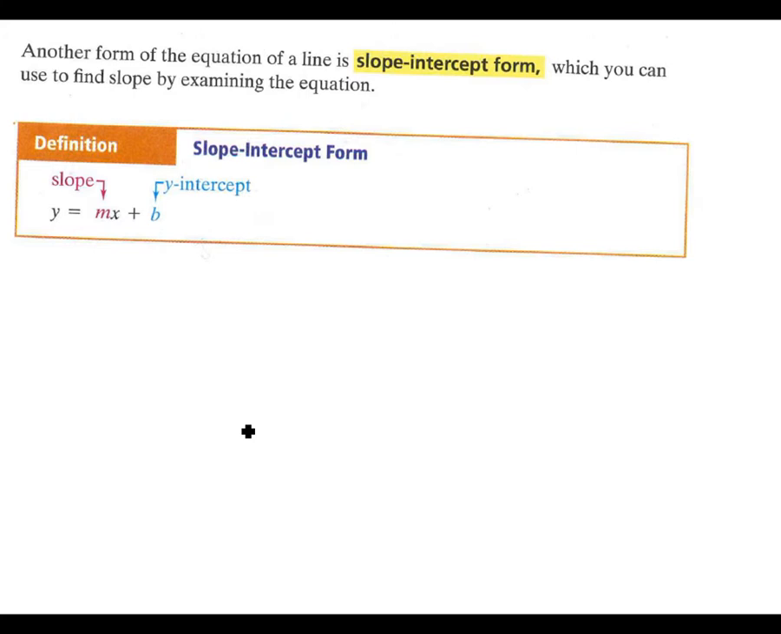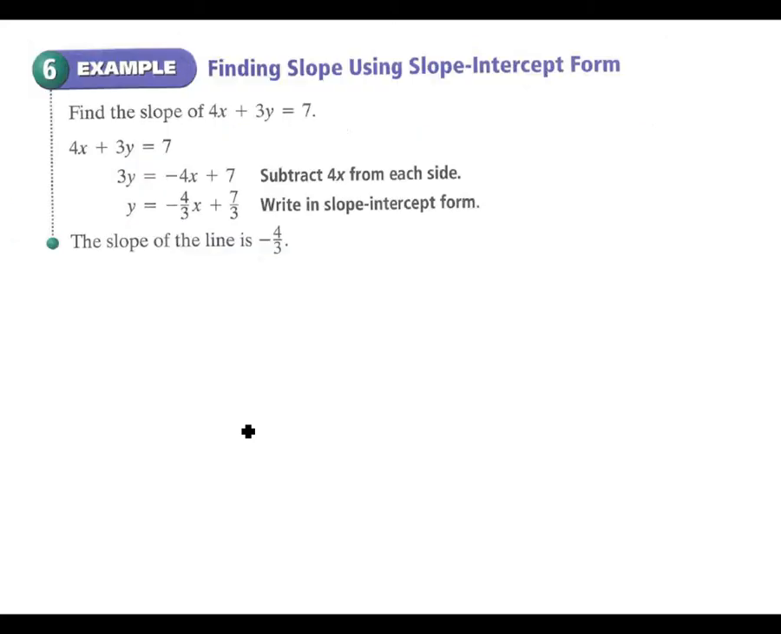Okay, so now's the one that I think most of us probably remember the best from algebra, the slope-intercept form. Y equals mx plus b. M's the slope, b's the intercept. All right, so find the slope of 4x plus 3y equals 7. If we can move this around into slope-intercept, we can just grab the m and the b. So that means getting y all by itself.